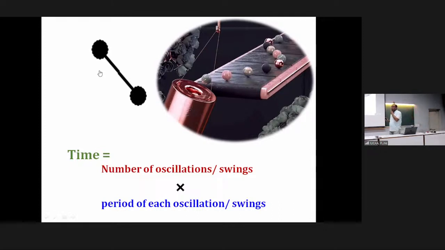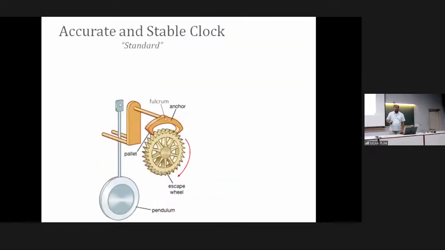Now let's say the oscillation period is 1 second. That means you can say, okay, one complete oscillation I have to count, and that corresponds to 1 second. And that is the basic principle of any clocks. So any clock needs two things. One is an oscillator, which gives you very periodic oscillations, and a counter, which can count this number of oscillations very, very accurately.